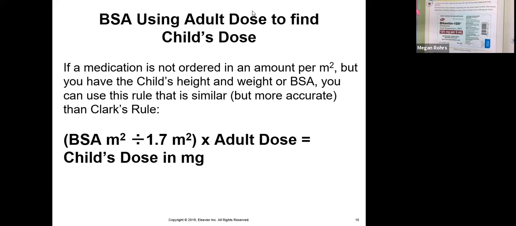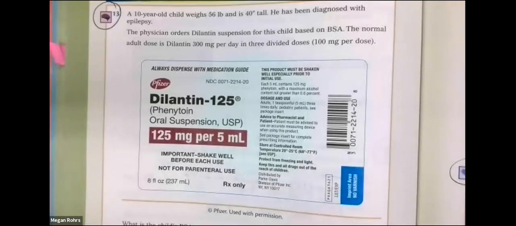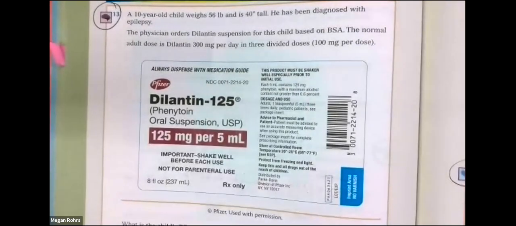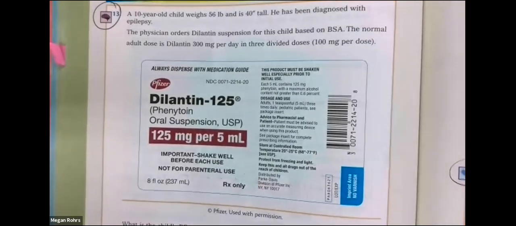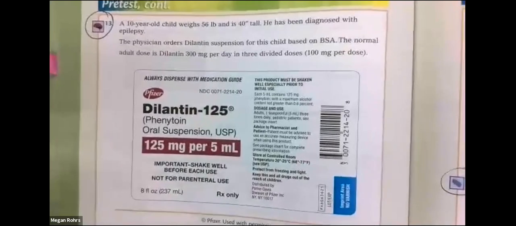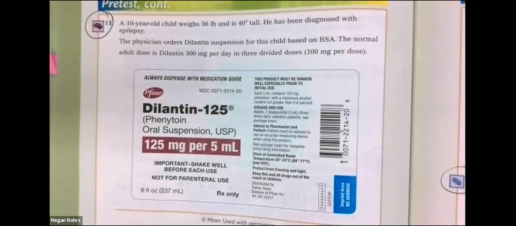Then we would take that times the adult dose to find their dose in milligrams. So let's take a look at an example of one of these problems here. So here I am on number 13. I'm on the pre-test, page 246. It says a 10-year-old child weighs 56 pounds and is 40 inches tall. He's been diagnosed with epilepsy. The physician orders Dilantin suspension for this child based on BSA. The normal adult dose is Dilantin 300 milligrams per day in 3 divided doses, so 100 milligrams per dose.